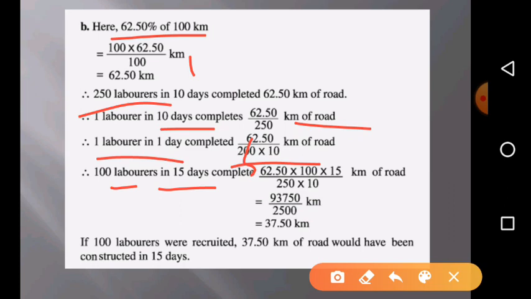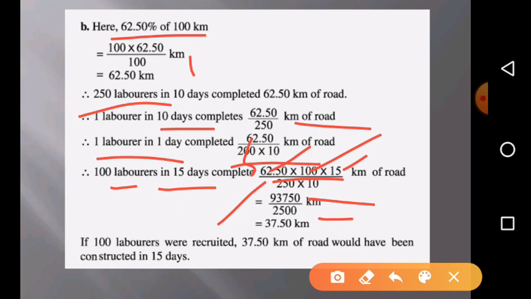After multiplying these three we will get 93,750, and after multiplying 250 and 10 we will get 2500. After dividing this we will get 37.50 kilometer. If 100 laborers are recruited, 37.50 kilometer of road would have been constructed in 15 days.